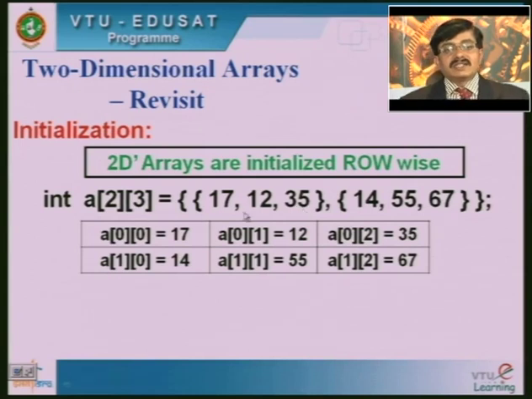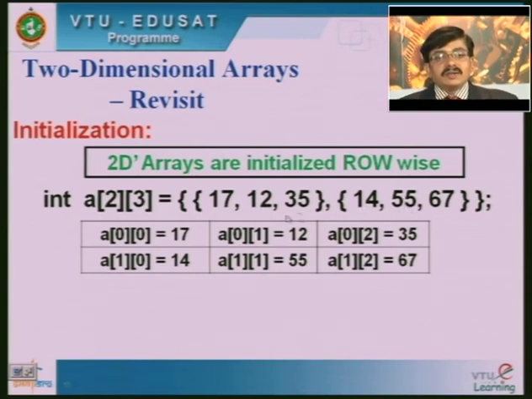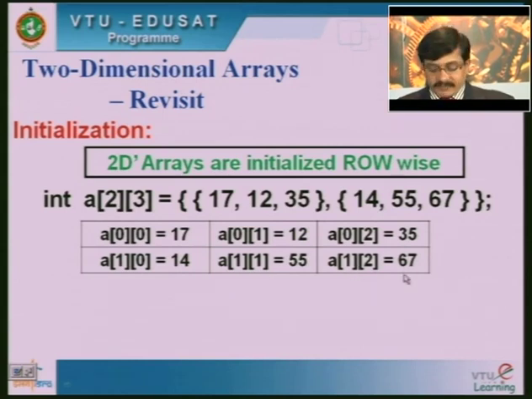So altogether 3 elements of the 0th row are mentioned here, and similarly it is followed by the elements of the next row. In this row the index will be 1, so 14 is the first row and 0th column element. You can see A of [1][0] is 14, similarly A of [1][1] is 55, and similarly A of [1][2] is 67.